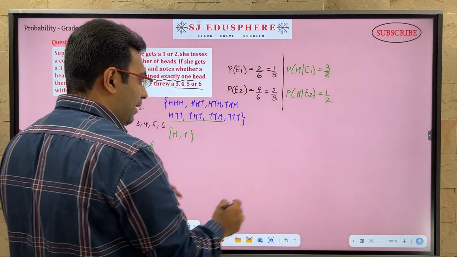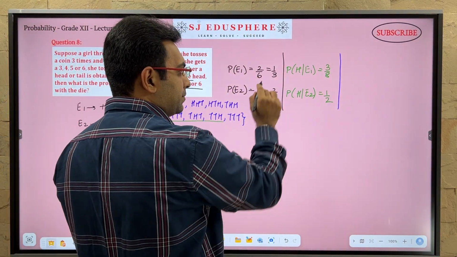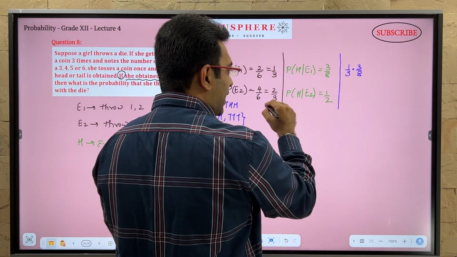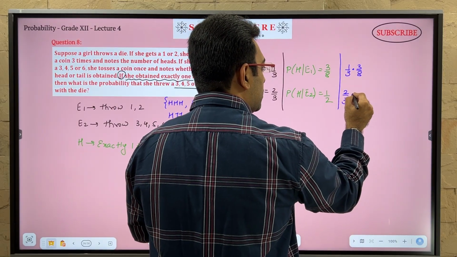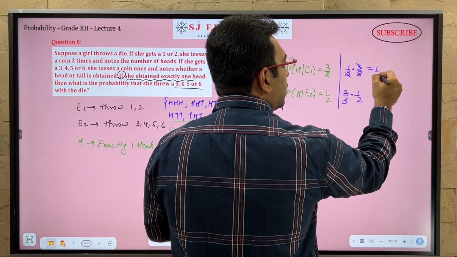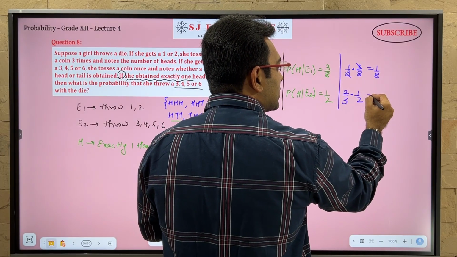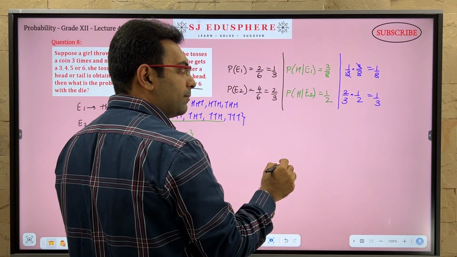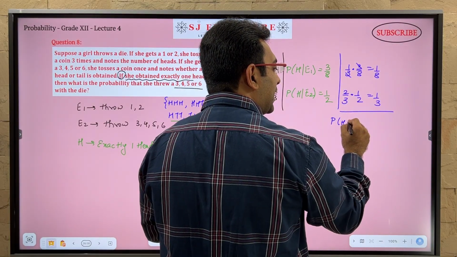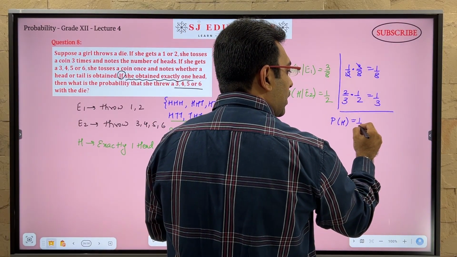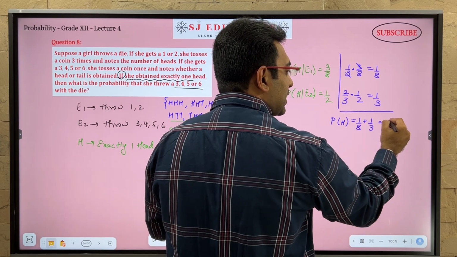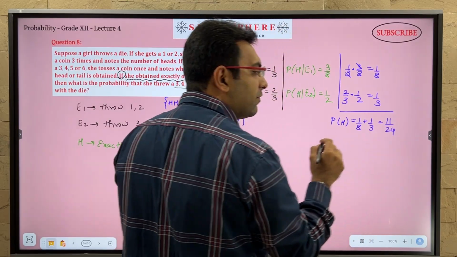Rest remains the same. If I multiply this, I have over here 1 by 3 into 3 by 8, and over here 2 by 3 into 1 by 2. This leaves me over here with 1 by 8, and this leaves me over here with 1 by 3. So if I add this part up, probability of getting exactly 1 head is 1 by 8 plus 1 by 3, that is 3 plus 8 is 11 by 24.